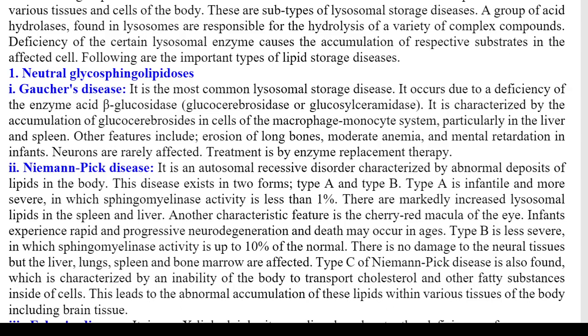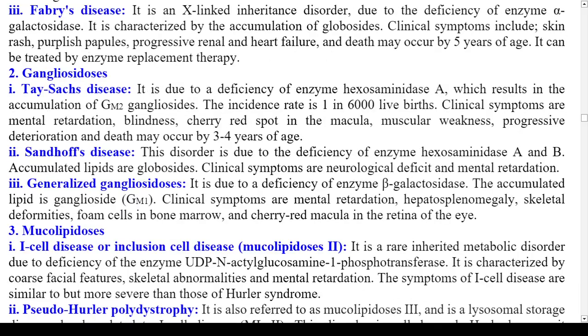Type C of Niemann-Pick disease is also found, which is characterized by an inability of the body to transport cholesterol and other fatty substances inside of cells. This leads to the abnormal accumulation of these lipids within various tissues of the body including brain tissue. 3. Fabry's disease. It is an X-linked inheritance disorder, due to the deficiency of the enzyme alpha-galactosidase. It is characterized by the accumulation of globosides. Clinical symptoms include skin rash, purplish papules, progressive renal and heart failure, and death may occur by 5 years of age. It can be treated by enzyme replacement therapy.